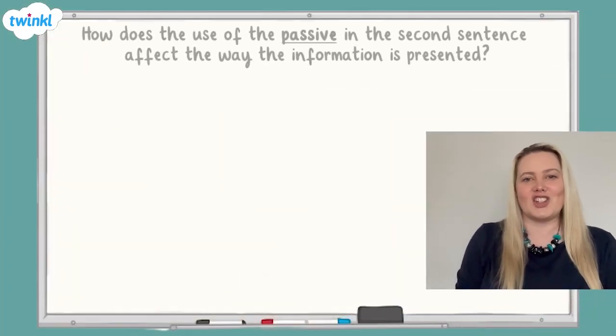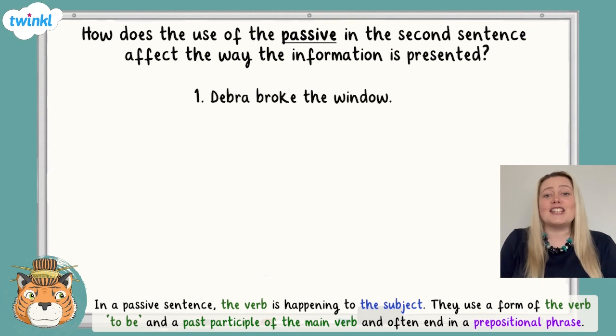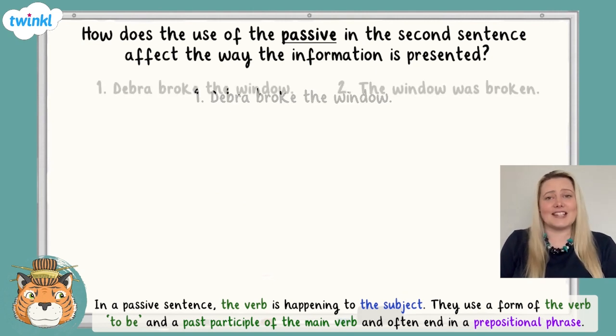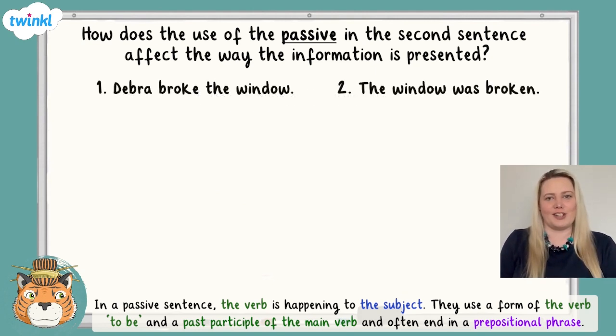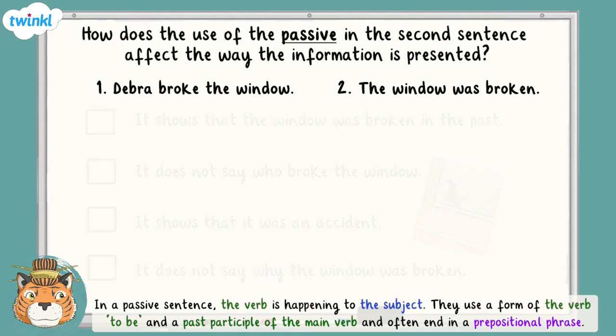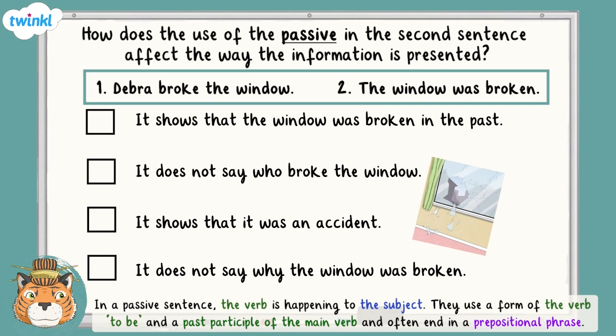Take a look at this question. The first sentence is written in the active voice and the second sentence is written in the passive voice. You're being asked to say how the passive in the sentence, the window was broken, affects the way that the information is presented. Think about what you've learnt about the passive voice and then decide why somebody might have chosen to use it. The options are, it shows that the window was broken in the past.